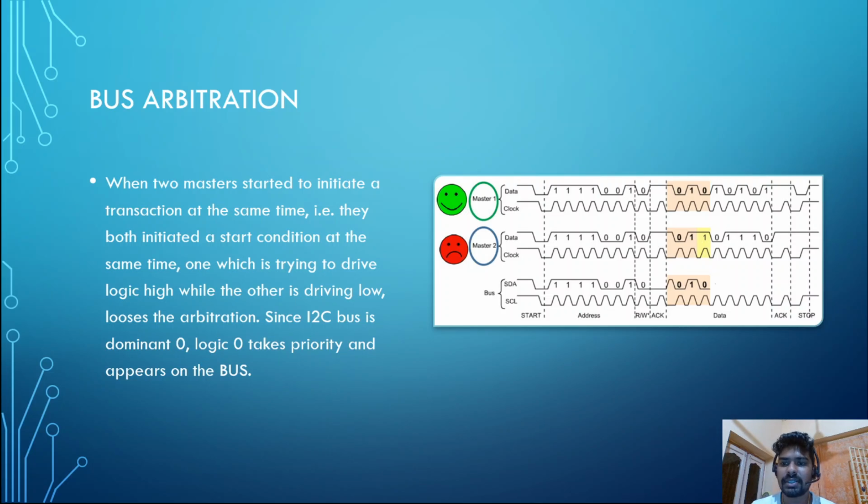Suppose one master is trying to put logic 0 and the other is putting logic 1, then I2C is a dominant-0 bus, and 0 will be seen on the bus, and the one which doesn't see its value on the bus will go into arbitration lost, because the value it has put is not seen on the bus. So arbitration lost can happen at any phase. During the slave address it can happen, during read/write it can happen, and during the data phase also it can happen.